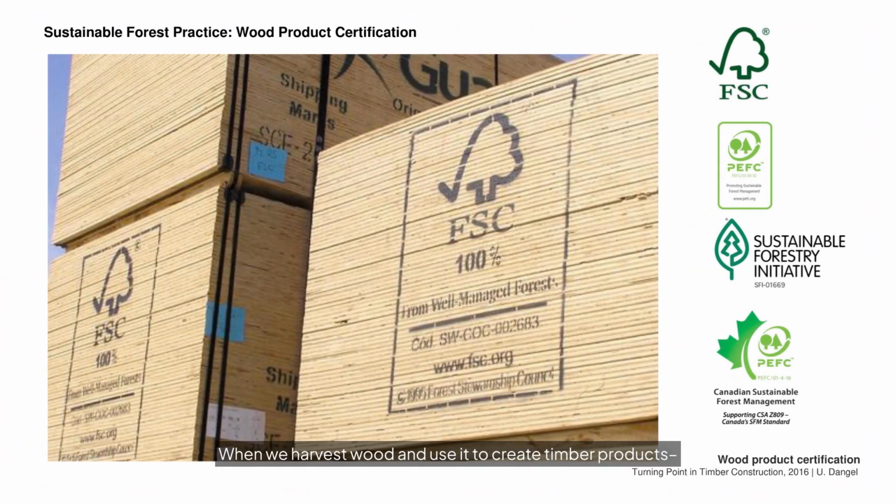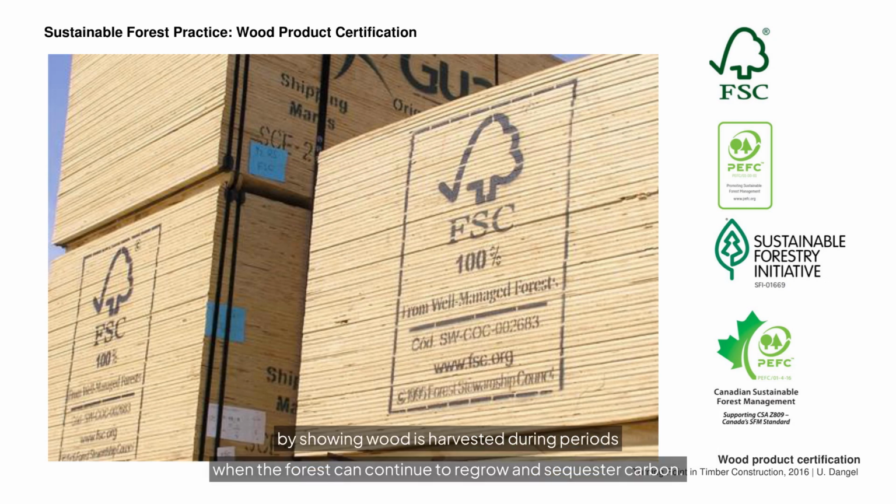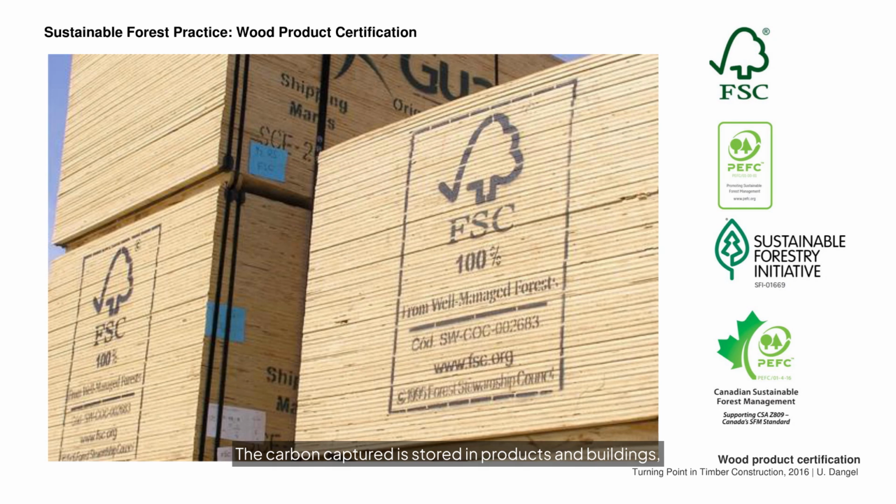When we harvest wood and use it to create timber products, for example, lumber for construction, furniture, or engineered wood panels, the carbon that was in the trees remains stored in those wood products. A wooden beam in a building is essentially a carbon reservoir. Wood product certifications demonstrate proper forest management by showing wood is harvested during periods when the forest can continue to regrow and sequester carbon. The carbon captured is stored in products and buildings, which delays or prevents its return to the atmosphere.